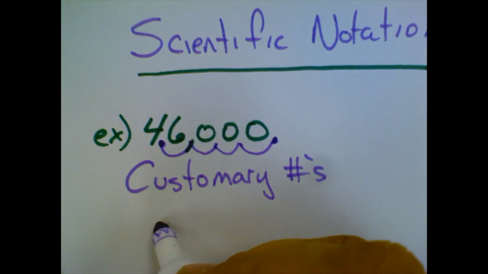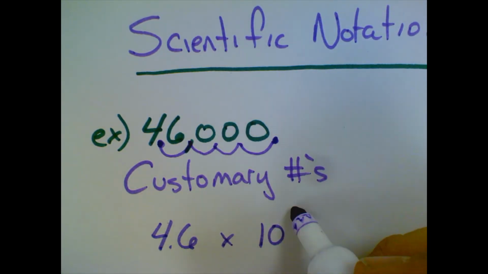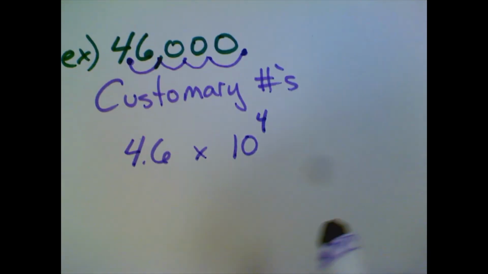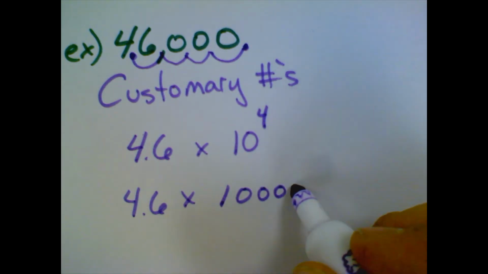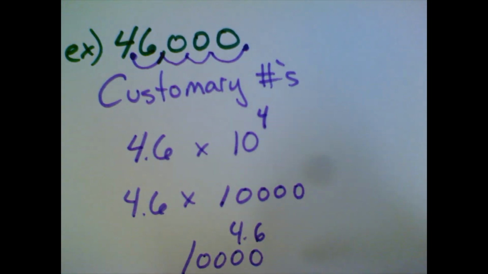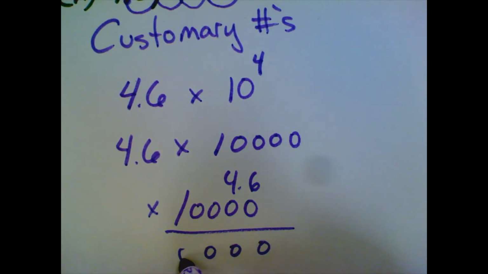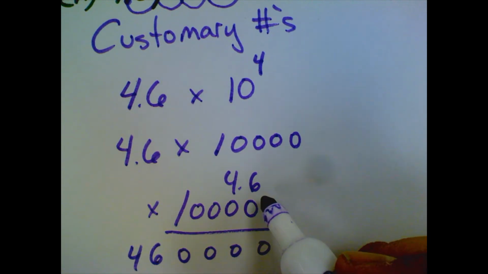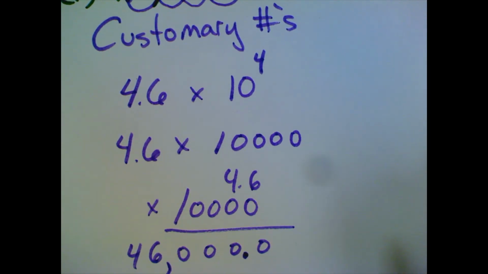Well, that's like saying taking 4.6 times 10 to the fourth power, right? Because this would be 4.6 times a 1 with 4 zeros behind it. And if we did traditional multiplication, we would get 0, 0, 0, 0, 6, 4. Count how many placeholders are behind the decimal. We have 1. And we're back to our customary number 46,000.